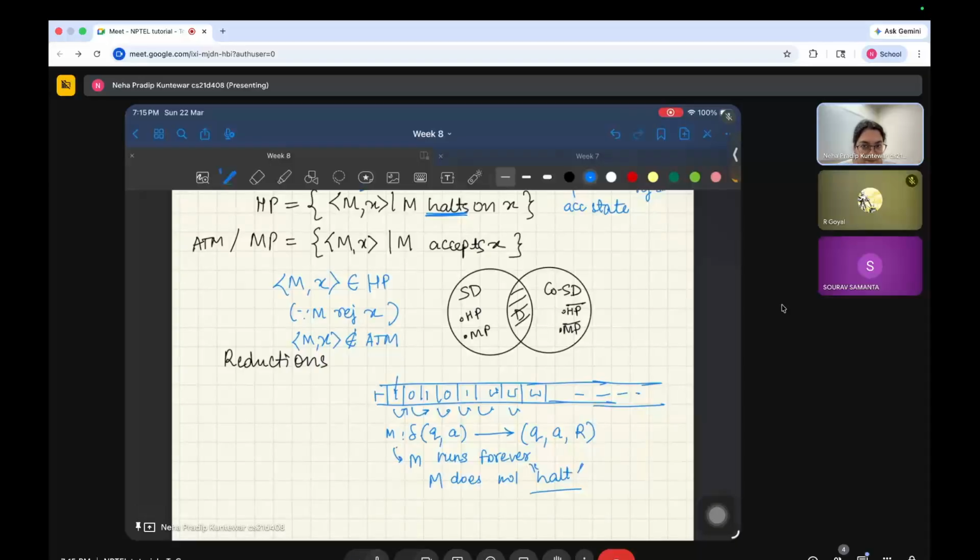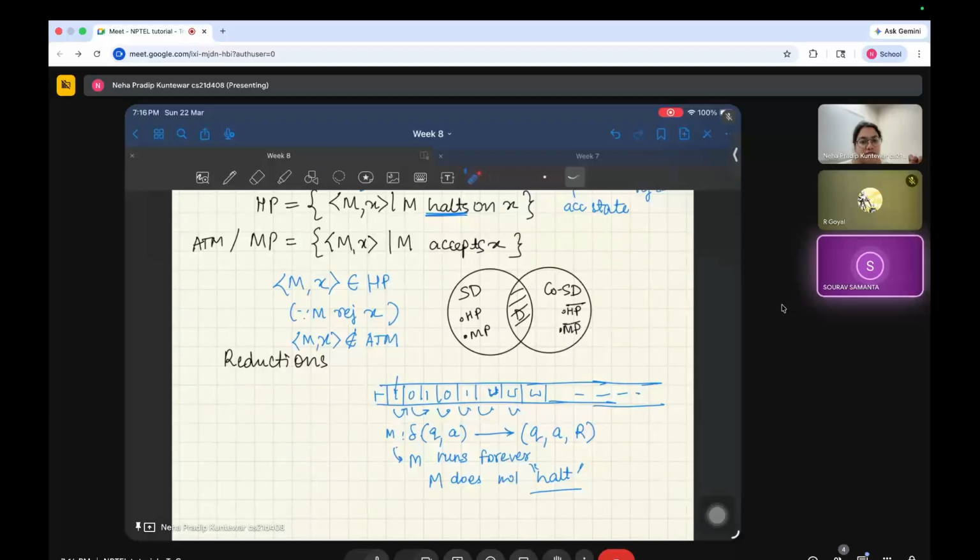And blank is used for which purpose? Since the tape is infinite, initially this part of your tape is the input that's given to you, which is a finite input. Beyond that, there are just blanks written and you can overwrite them. That's all.